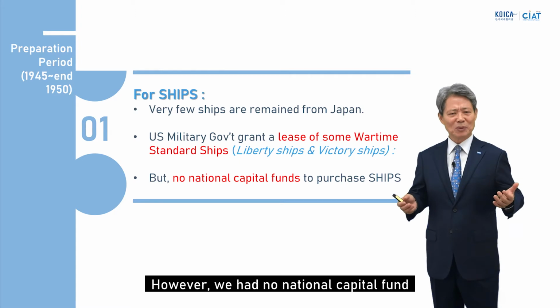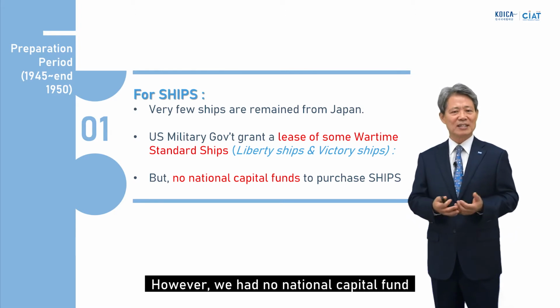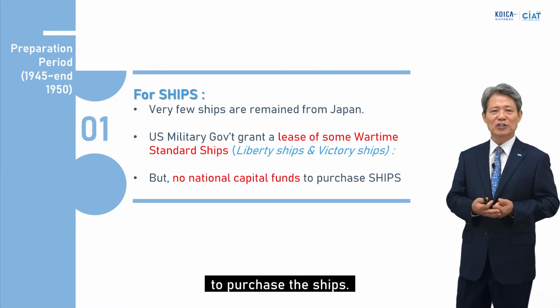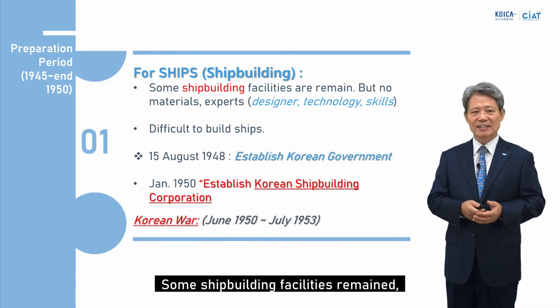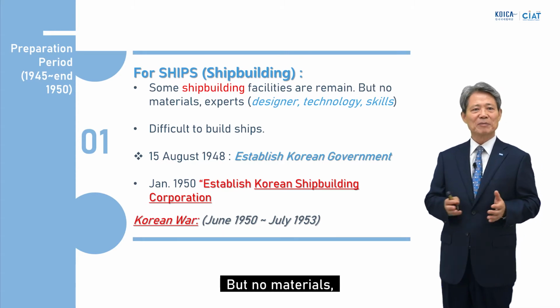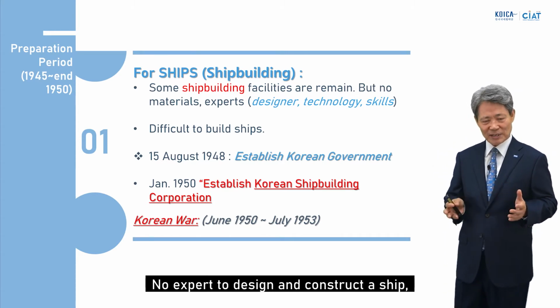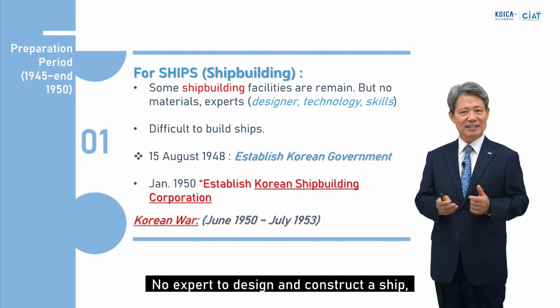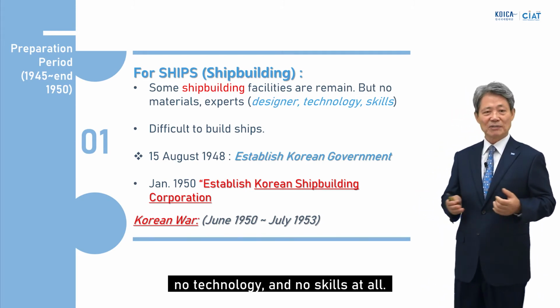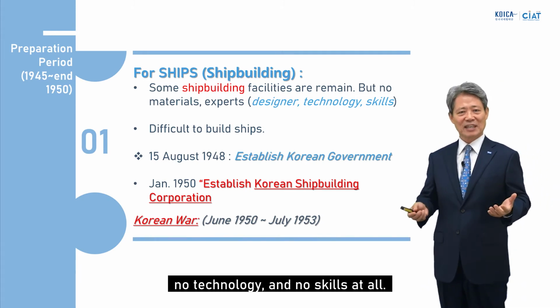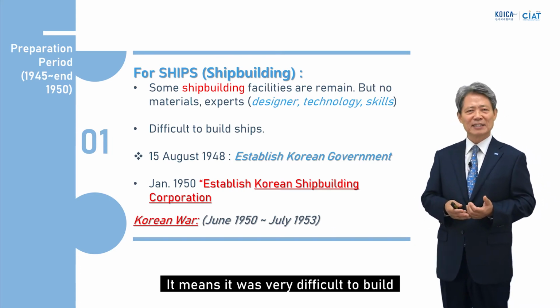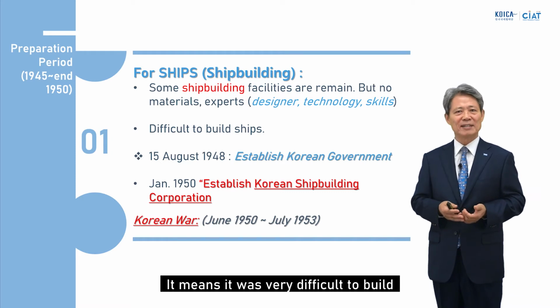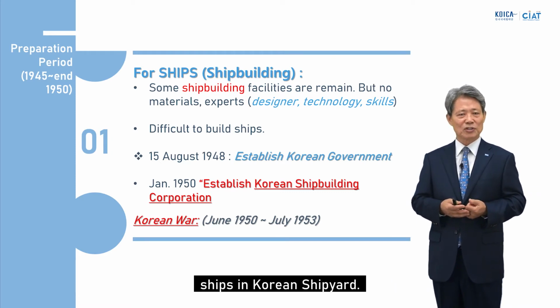However, we had no national capital fund to purchase the ships. Some shipbuilding facilities remained, but no materials, no experts to design and construct ships, no technology, no skills at all. It means it was very difficult to build ships in Korean shipyards.